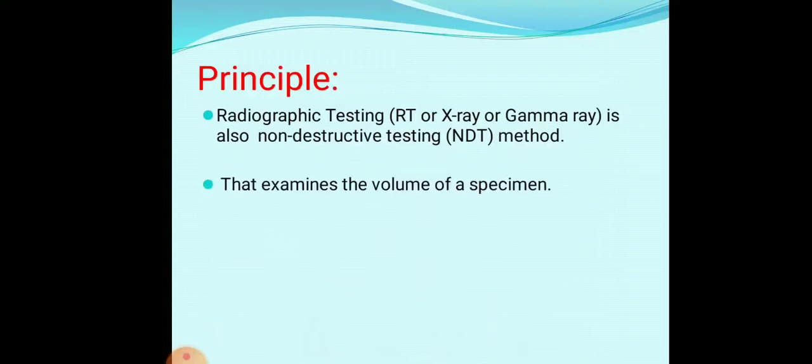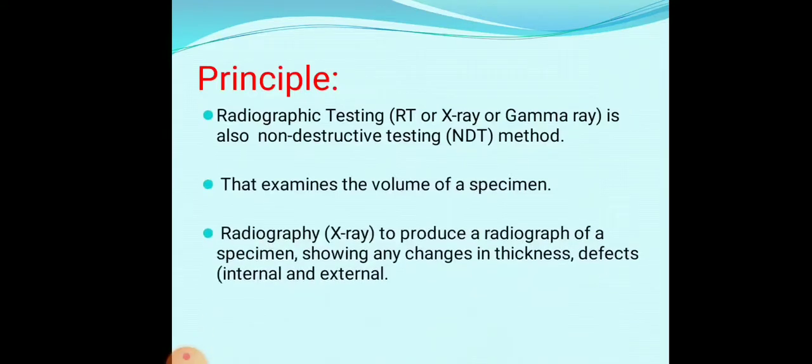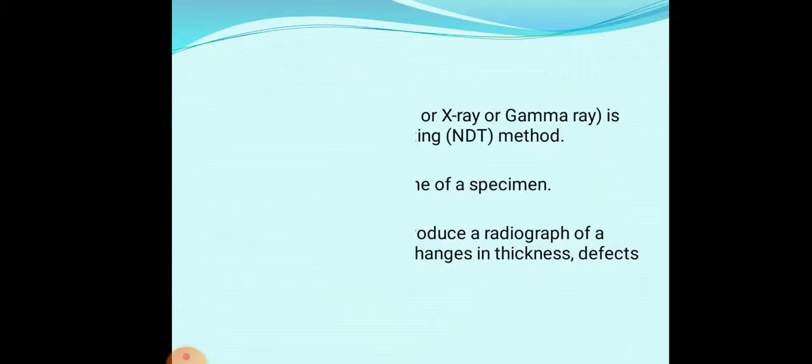that is used to find the volume of the specimen. And then the radiography produces a radiograph of the specimen, which shows any change in thickness or defects in the material. It can happen internally or externally.